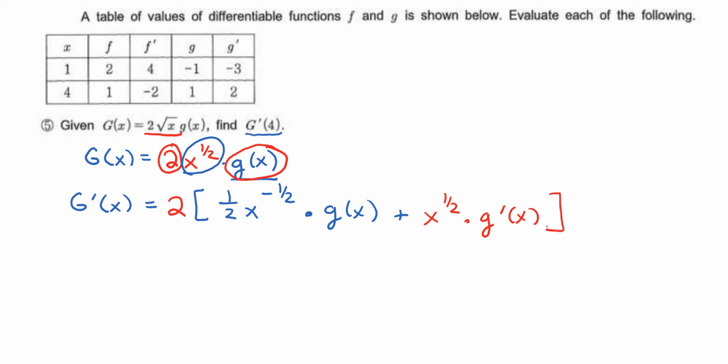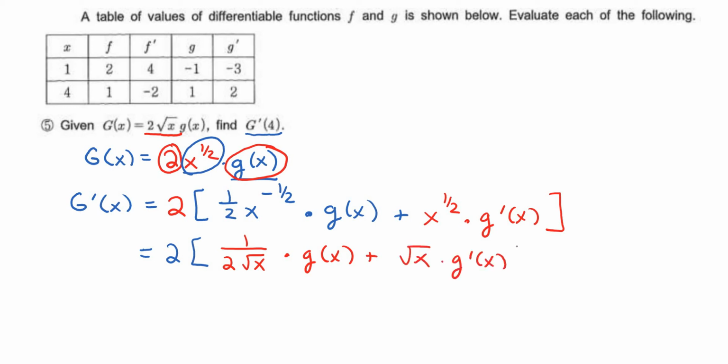Okay, and then from there, if you want, you can just simply rewrite all of this in terms of a radical now. So this will be 1 over 2 root x times g of x plus root x times g prime of x. One thing that does help sometimes is just rewriting the powers back into radical form. And then our next goal is I want to find g prime of 4.